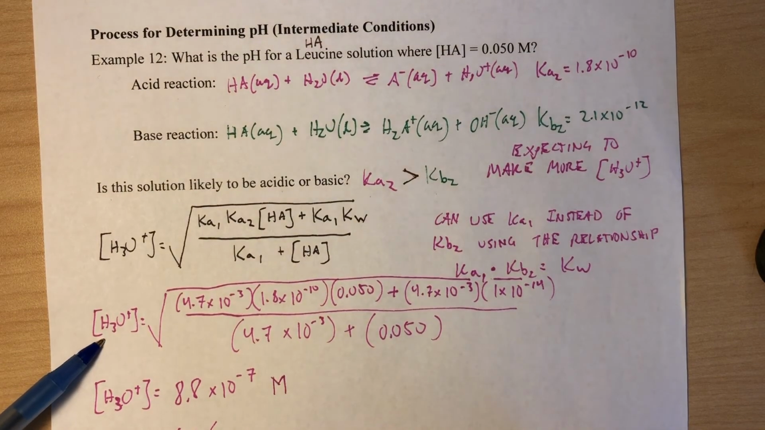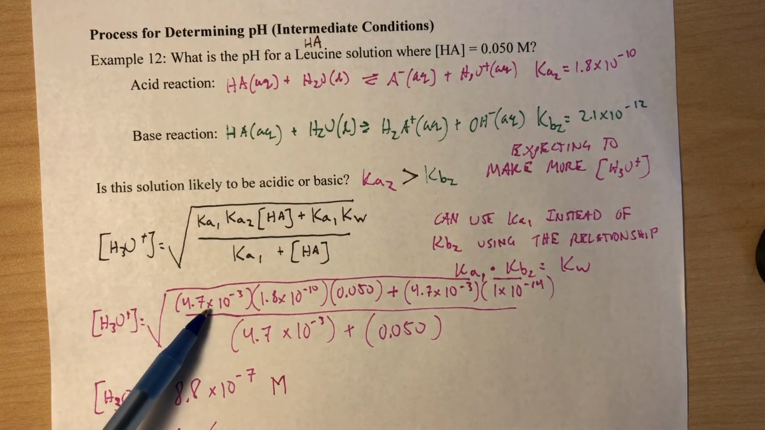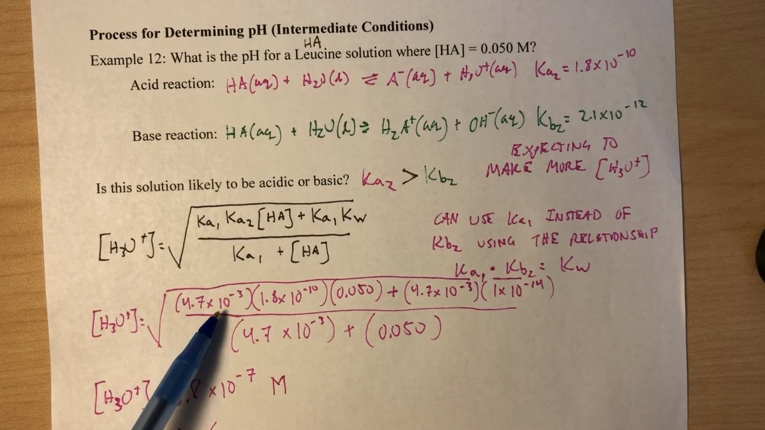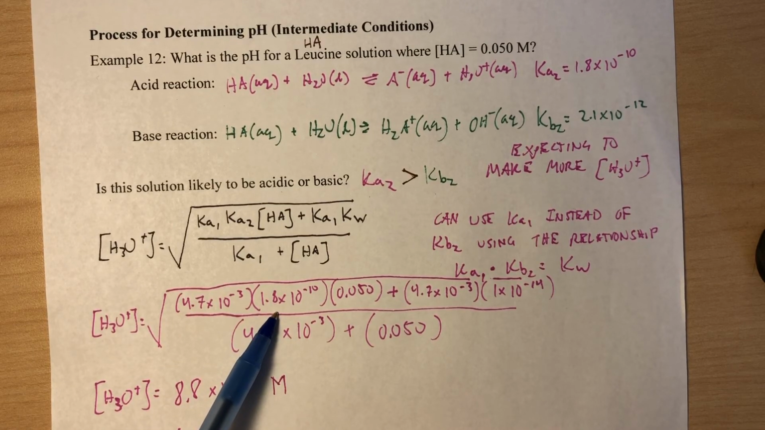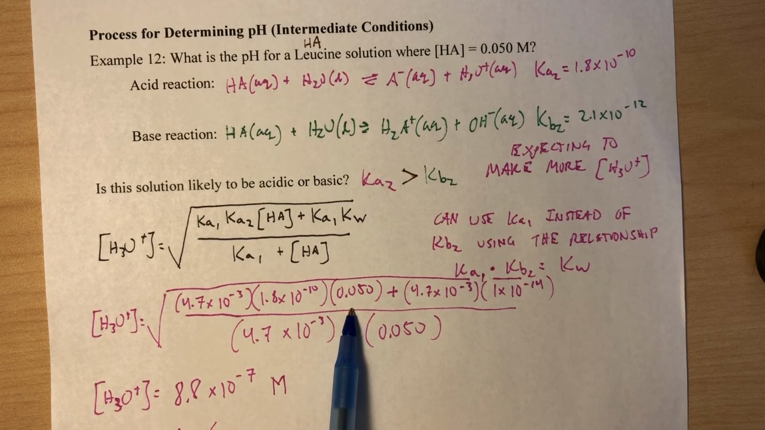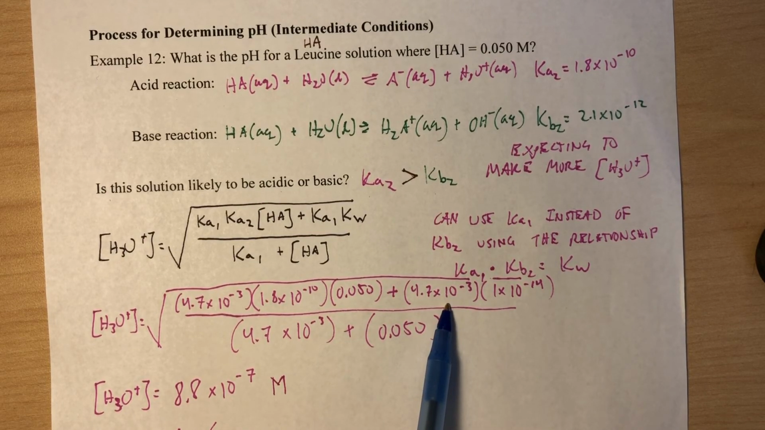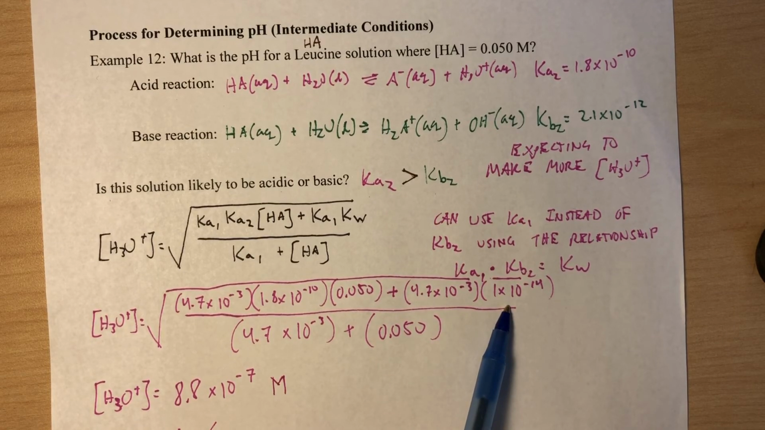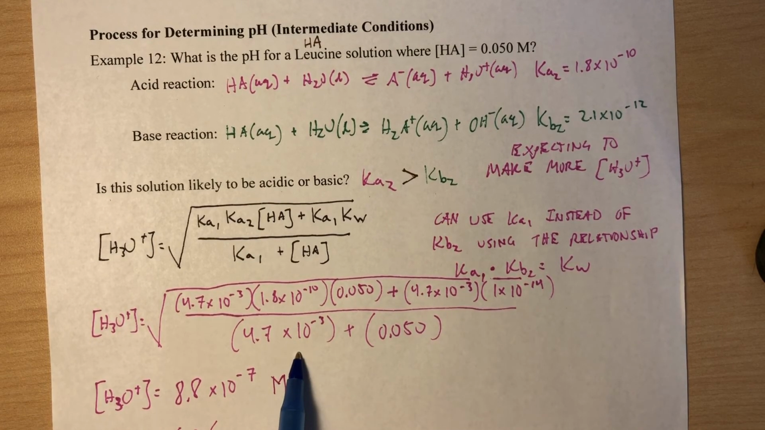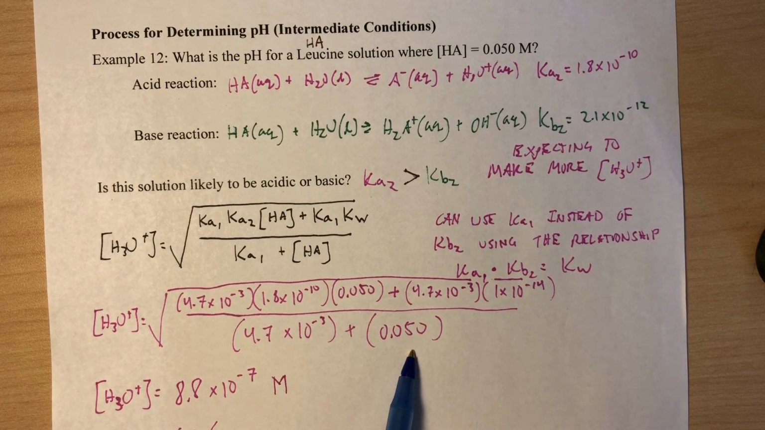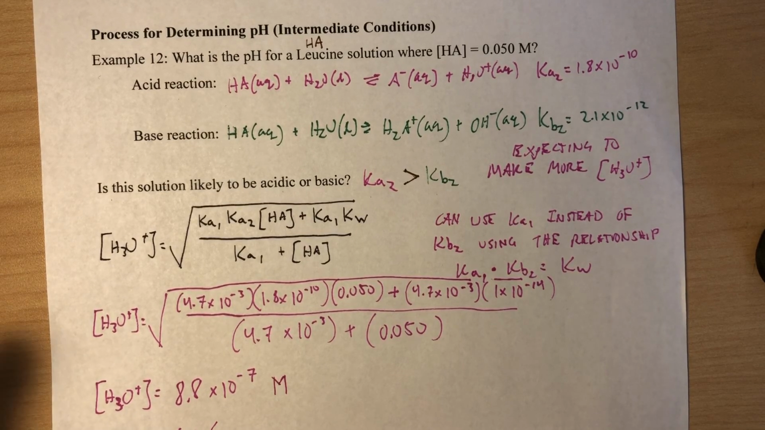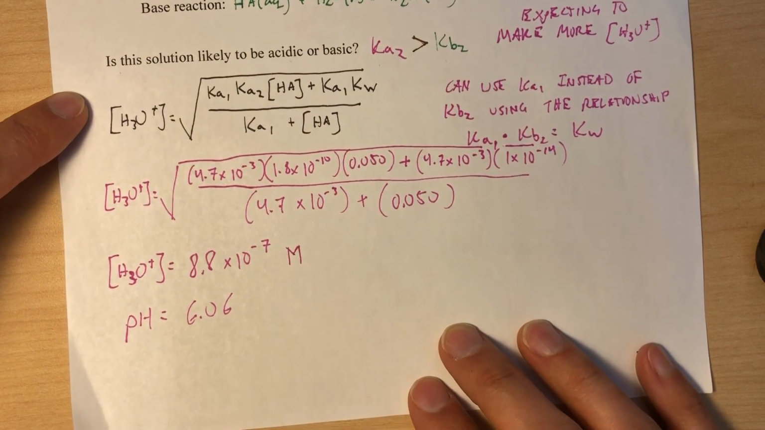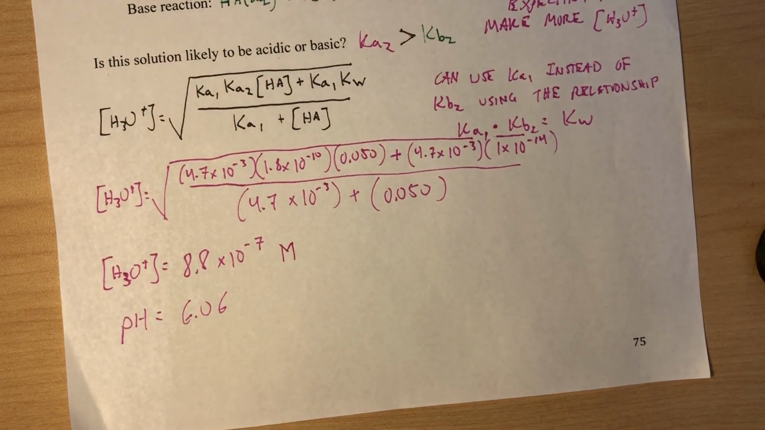When we plug in all of our numbers, we have hydronium is equal to the square root of 4.7 times 10 to the negative 3, Ka1, times 1.8 times 10 to the negative 10, Ka2, times our concentration of our intermediate form, which is 0.050 molar, plus 4.7 times 10 to the negative 3, which is Ka1, times Kw, 1 times 10 to the negative 14, divided by the sum of Ka1 plus HA. That all works out to be hydronium, H3O+, equaling 8.8 times 10 to the negative 7 molar. And when we take the negative log of that, we discover that the pH is equal to 6.06.